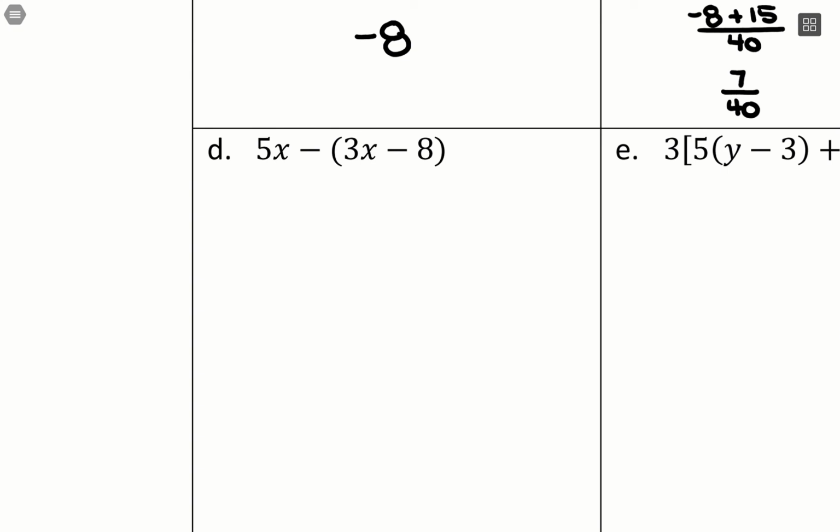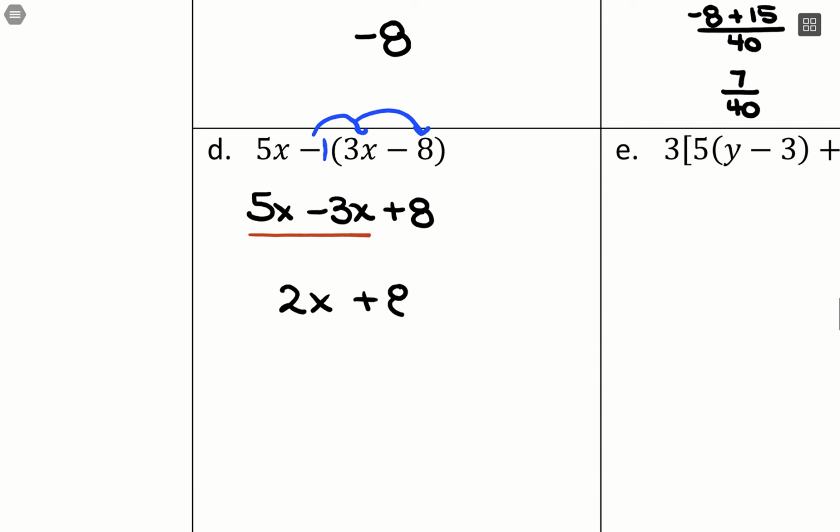So what we have here is this minus and then parentheses. So it's like there's this -1 that needs to distribute in. So we're going to distribute this negative so that we'll have this 5x, and then it's like a -1 times 3x. So that's a minus 3x, and then -1 times -8, which is a positive 8. And then once we get rid of our parentheses, what we want to do is look for like terms, which that 5x and minus 3x are like terms. So this would be 2x plus 8.